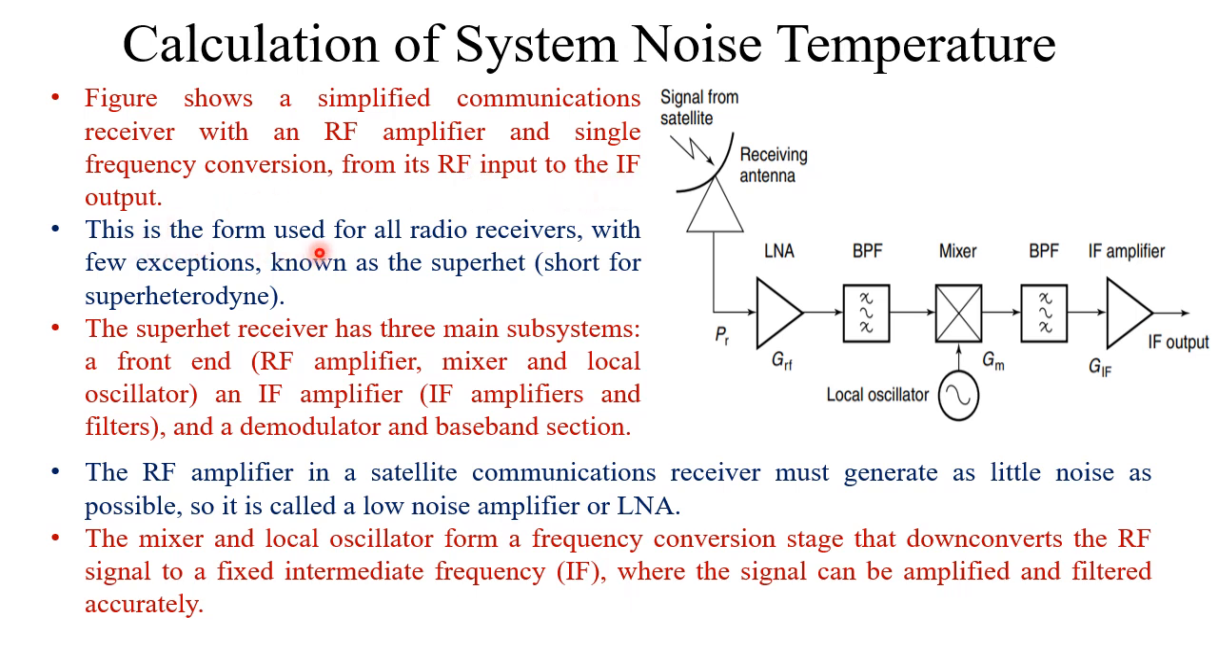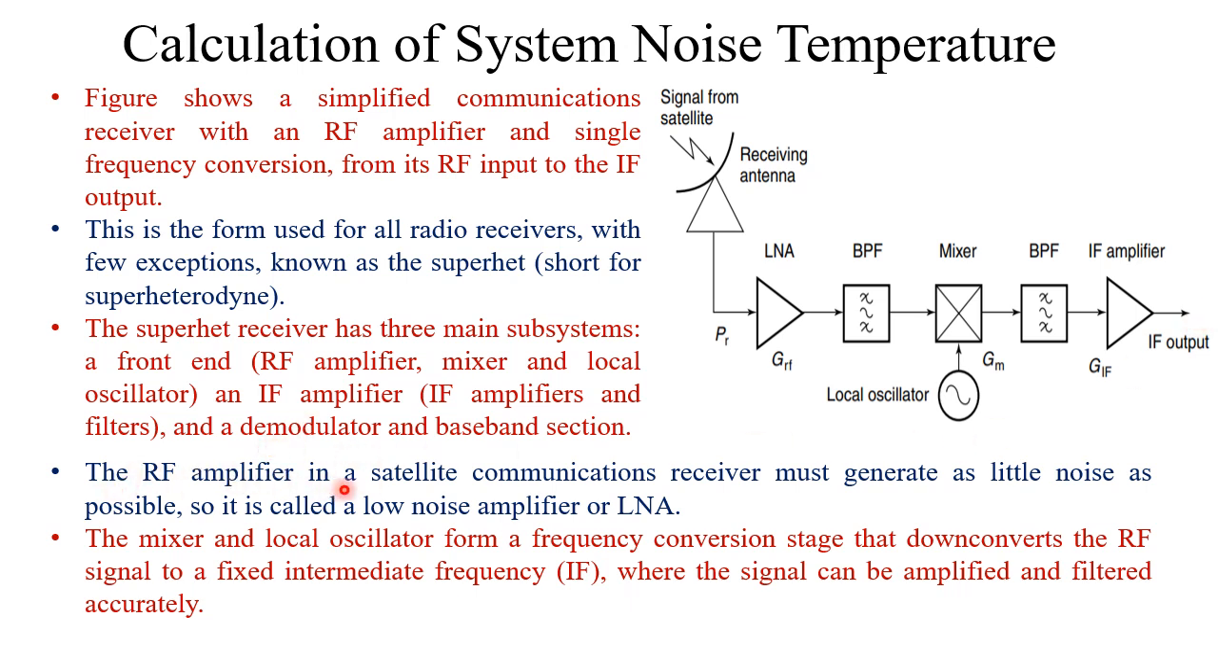Well, this is the form used for all radio receivers. This is actually a heterodyne type receiver with few exceptions, and this is called the superheterodyne receiver. The superheterodyne receiver has three main subsystems. One is the front end. So this is the front end. It is basically the RF amplifier, mixer and local oscillator, an IF stage, IF amplifier, and a demodulator and baseband section. That is not shown here, but it is there.